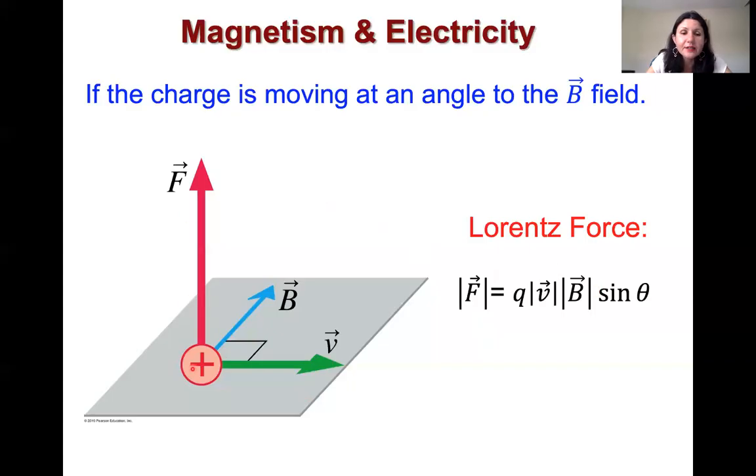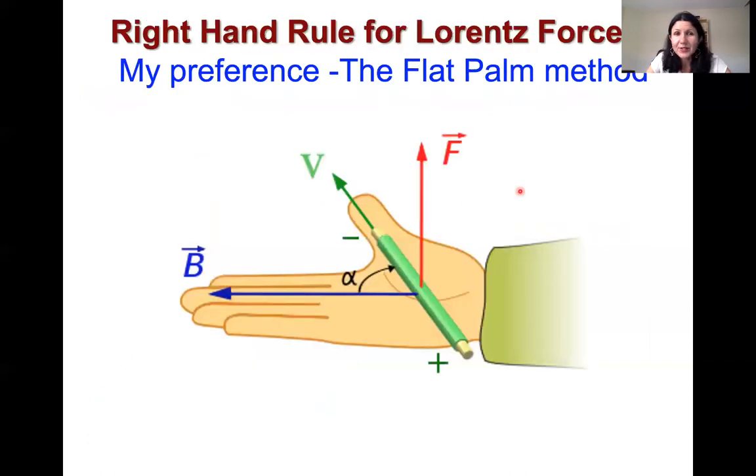How do we figure out the direction? It seems like the three things are perpendicular to each other in this picture. We use, guess what, another right-hand rule. This is normally known as right-hand rule number 2, and that's for the Lorentz force. There are two ways, and I think it's done a little bit differently in DL. I just wanted to show you a different way because I kind of like it more. So this is the flat palm method to figuring out the direction of the force.